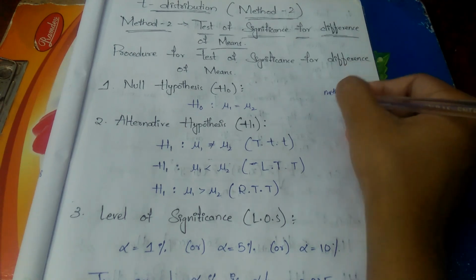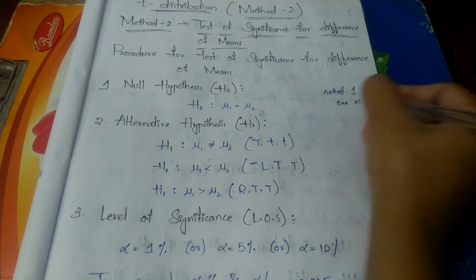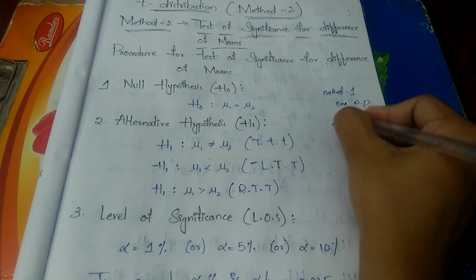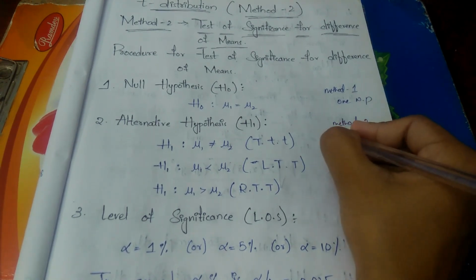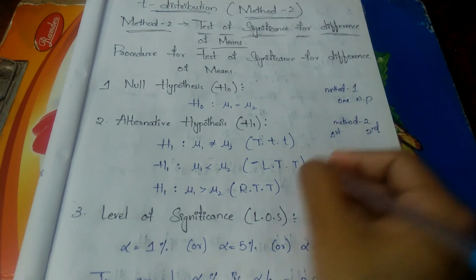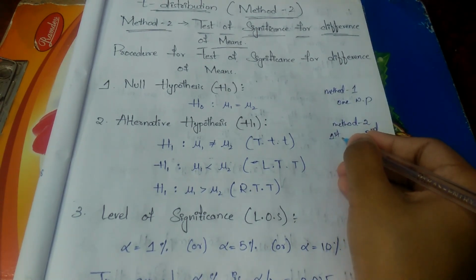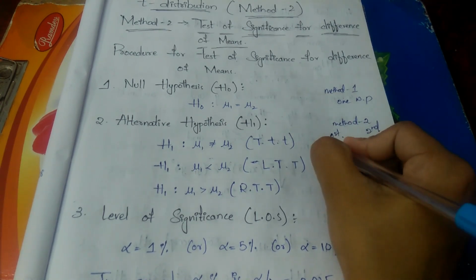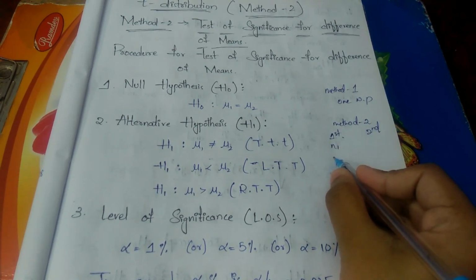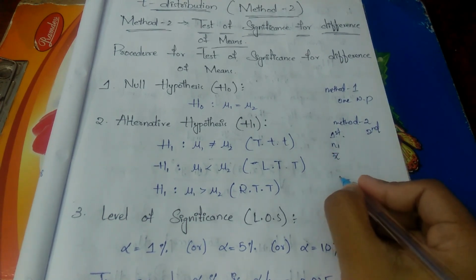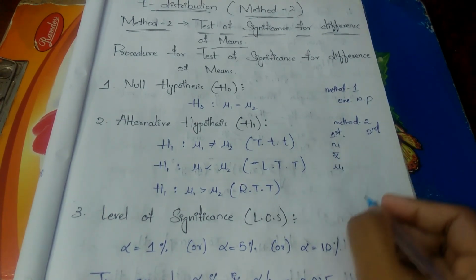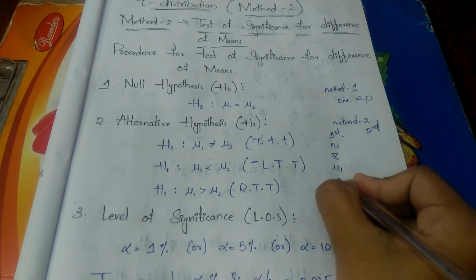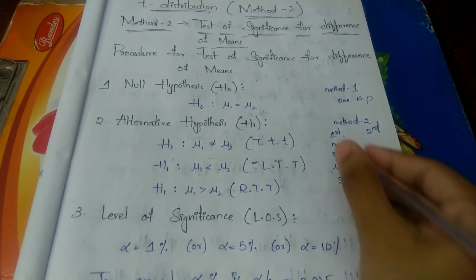In method 1 we were having only one normal population. Now in method 2 we will have two normal populations. So let this be the first normal and the second normal population. For the first normal population we will have the sample size, sample mean, population mean and standard deviation. Those are denoted by n1, the sample size, x bar, the sample mean, mu1, the population mean, and s1, the standard deviation of the first population.